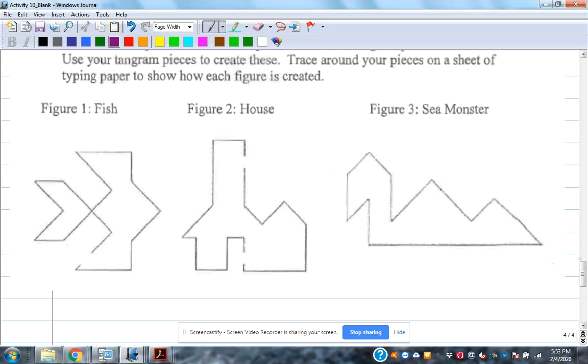Yeah, you can't use the big triangle. You only have one medium triangle, so you can't use the medium triangle again because you only have one. So you can only use one set to make that picture. That doesn't mean you have to use every piece of that set either, but you can only use each piece one time. Okay.